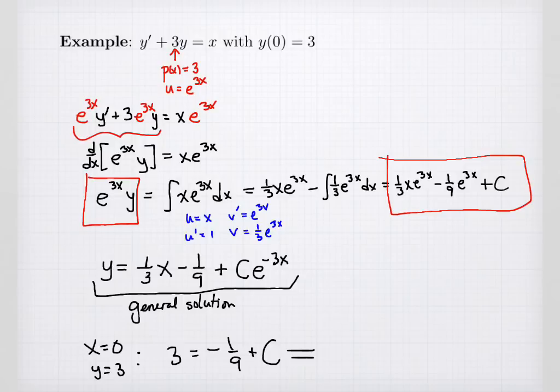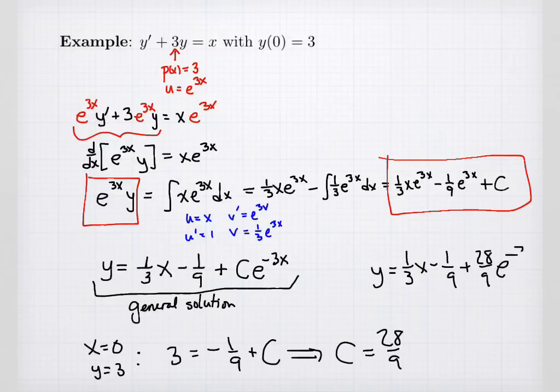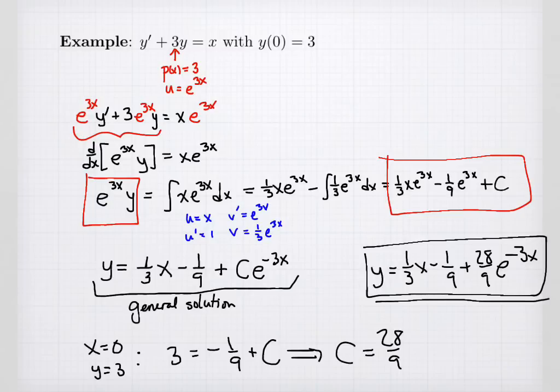And that tells me, if I solve for c, c is equal to 28 ninths. My specific solution is 1/3 x minus 1/9 plus 28 ninths e to the negative 3x. And this is the final solution that takes into account not only the differential equation, but also the initial condition.